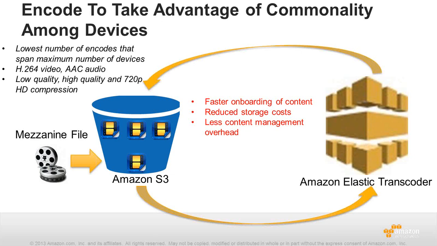In terms of encoding, I mentioned the Amazon Elastic Transcoder. This is a media transcoding service for both video and audio content. And it's designed to be highly scalable, easy to use, and really cost-effective when transcoding media files from their source format into different versions that will play well on your smartphones, tablets, and PCs.